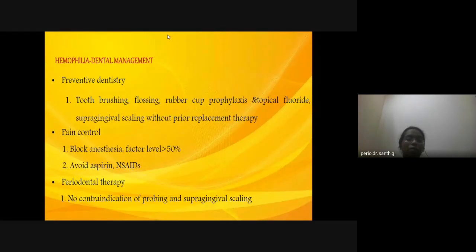If a patient with hemophilia comes to the clinic, what you can advise is preventive dentistry. You can advise the patient on toothbrushing, flossing, rubber cup prophylaxis, and topical fluoride. You can give supragingival scaling without prior replacement therapy. If there is pain, you can give block anesthesia, and you should not give any drugs like aspirin and NSAIDs. You can perform probing and supragingival scaling.